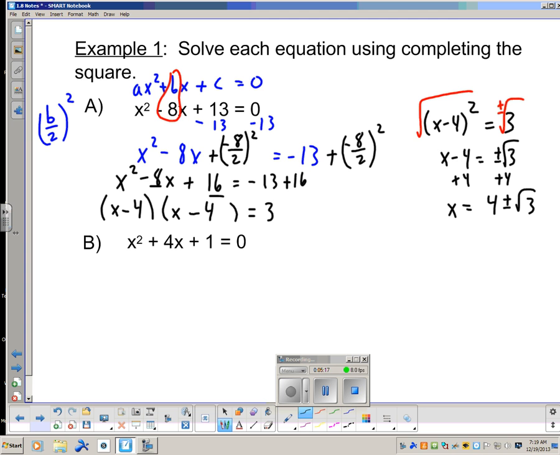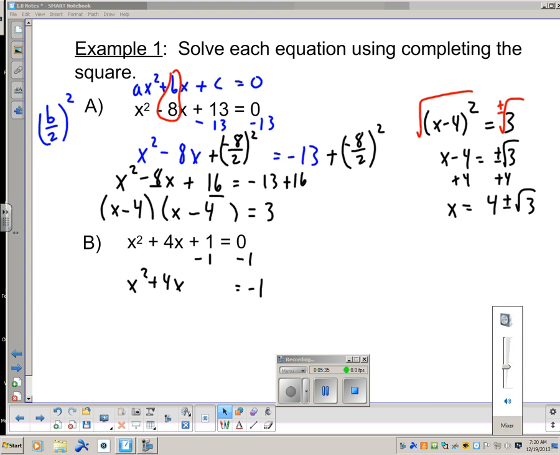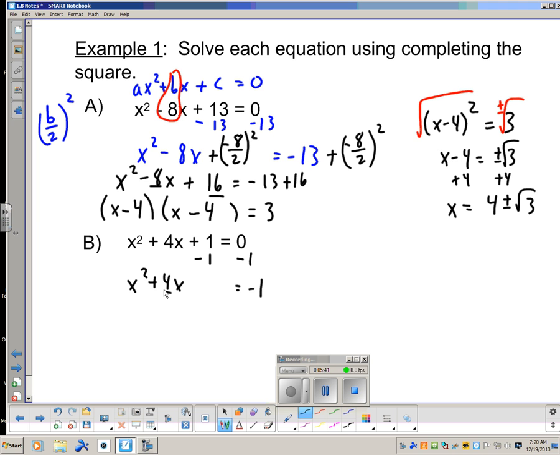So like I said, I'm putting step 1.5 in there. I always move my C value over to the other side. So I've got x squared plus 4x equals -1. And then next step there, you want to think about what your B value is. Your B value in this case ends up being 4.